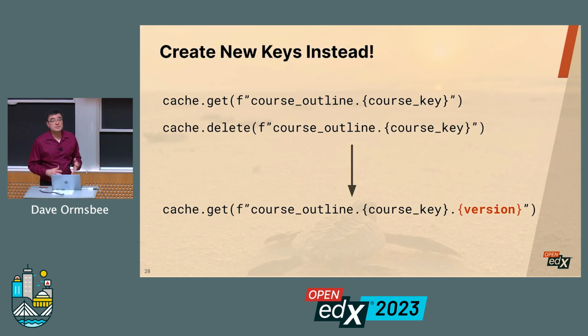And one of the things you can do to mitigate this is to actually create new keys instead. So instead of, in this case, a course outline with a course key, you can add version information to that course key. And this actually solves a lot of the problems.